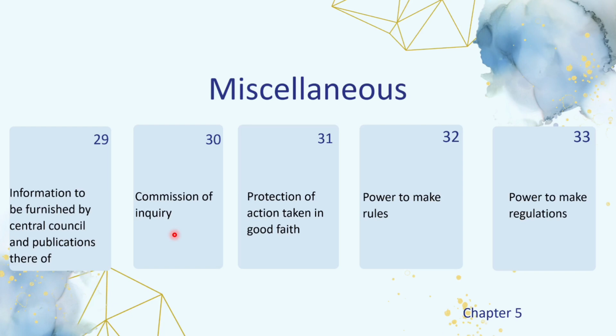Point number 31 will be dealing with protection of action taken in good faith. No suit, prosecution or other legal proceedings shall lie against the government, the Central Council or a board or any committee thereof, any officer or servant of the government or the Central Council or the board or the committee aforesaid for anything which is in good faith done or intended to be done under this Act.